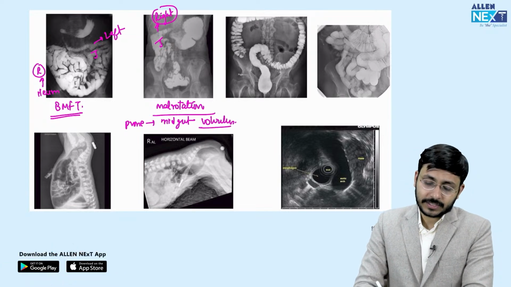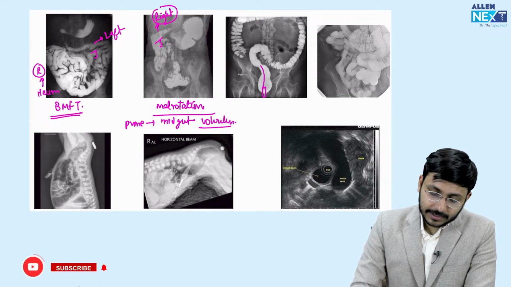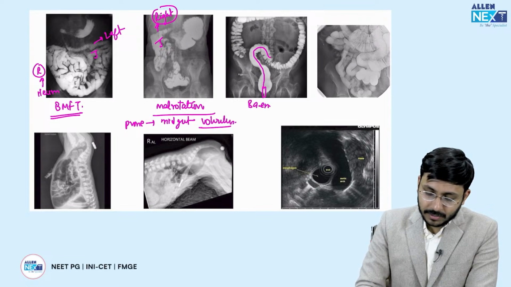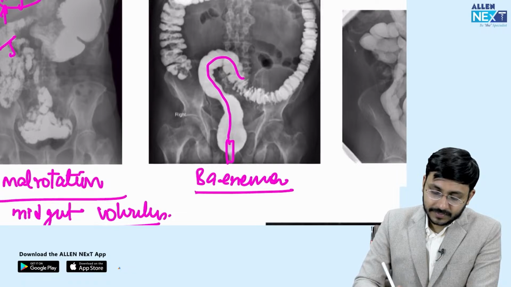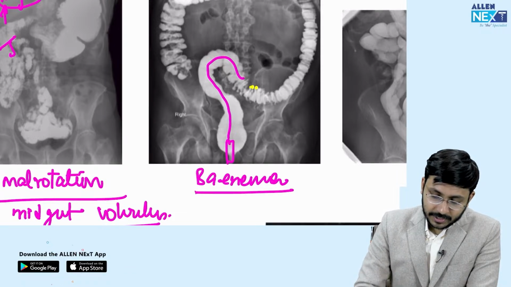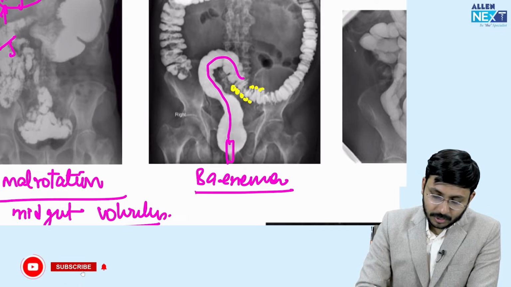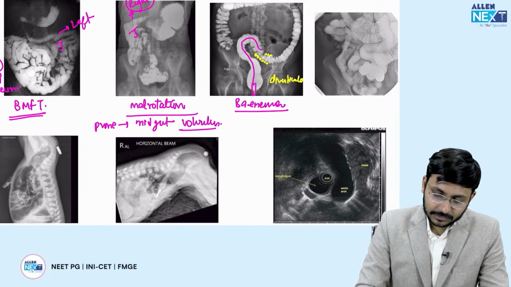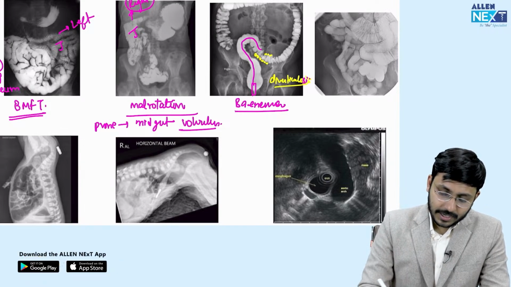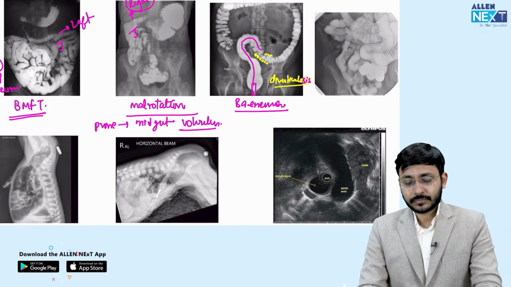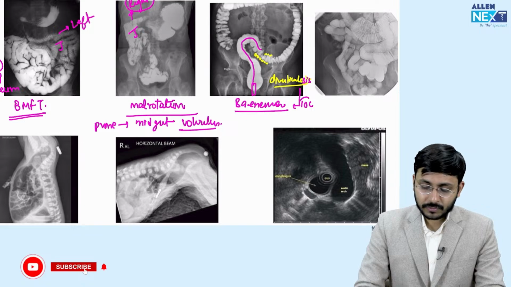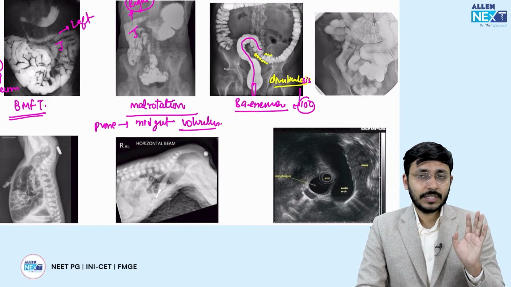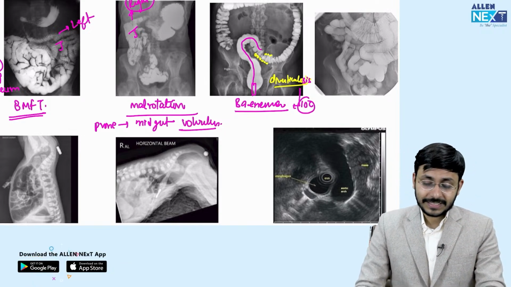Now, which is the next investigation? We see a tube in the rectum and there is contrast opacifying the entire large bowel. So this is a barium enema, right? And what do we see here? We see small outpouchings from the sigmoid colon wall. So this is nothing but diverticulosis. For diverticulosis, remember the investigation of choice is a barium enema. But if diverticulitis is asked, then the investigation of choice will become a CECT.